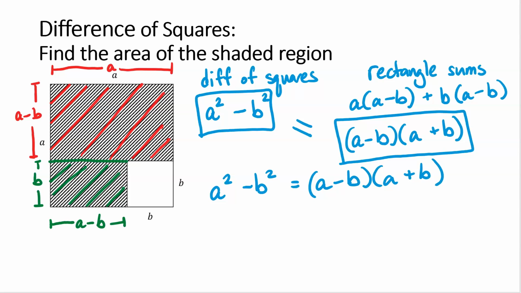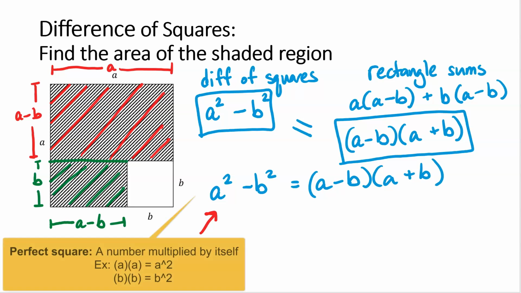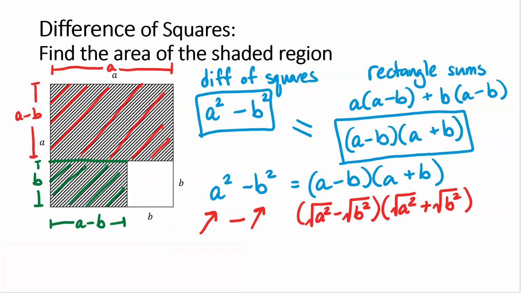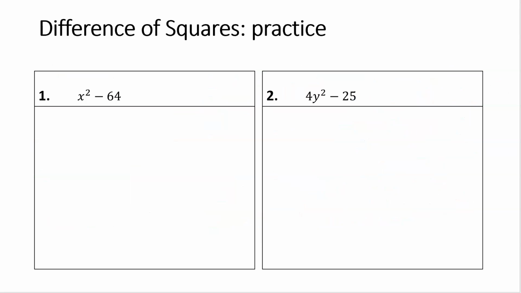So if you have a perfect square minus another perfect square, your factored answer is going to be the square root of that perfect square minus the square root of the other perfect square, times the square root of the perfect square plus the square root of the other perfect square. It's just a nice quick shortcut when you see a perfect square minus another perfect square. Okay, so let's take a look at a few examples.